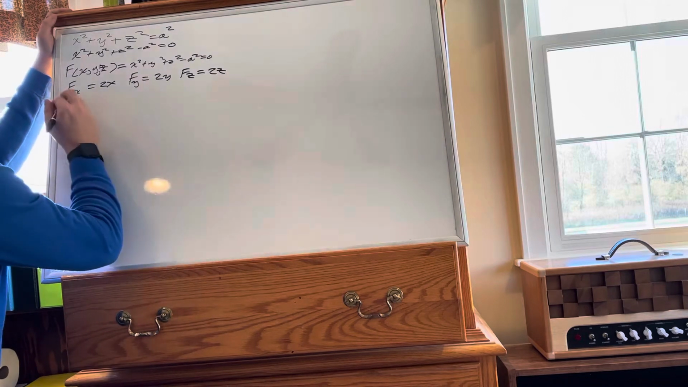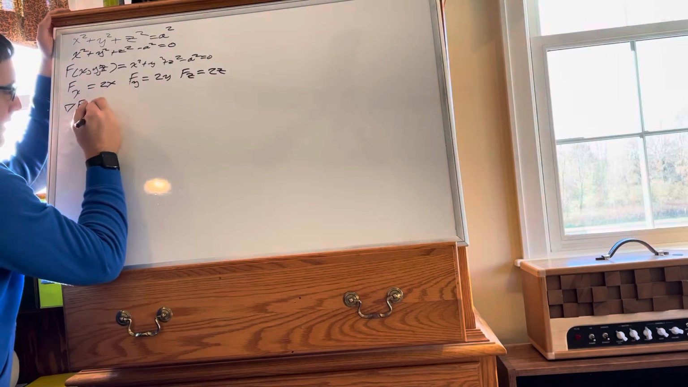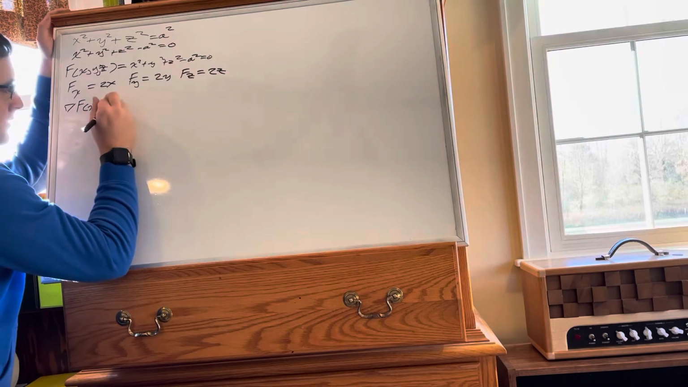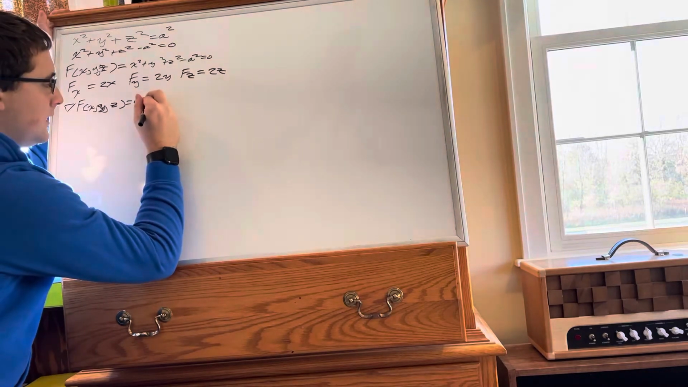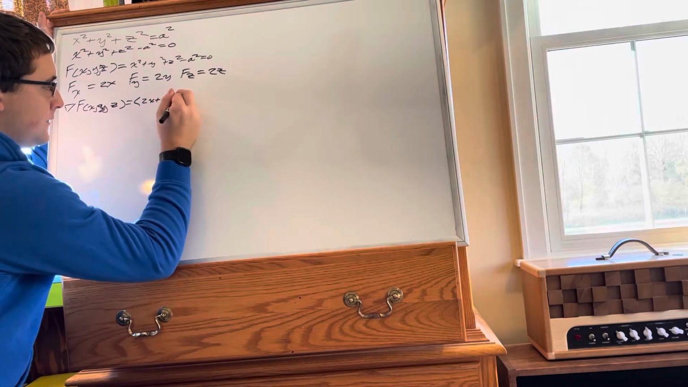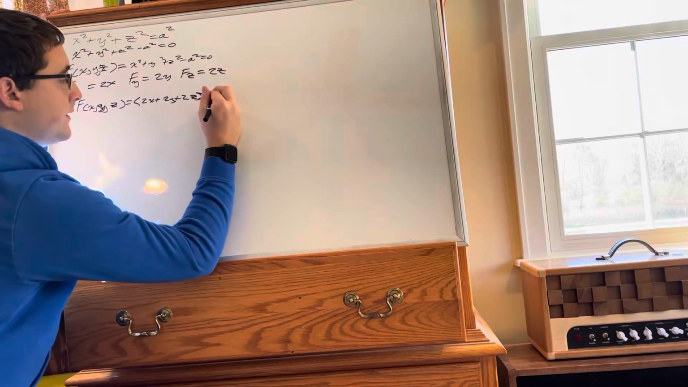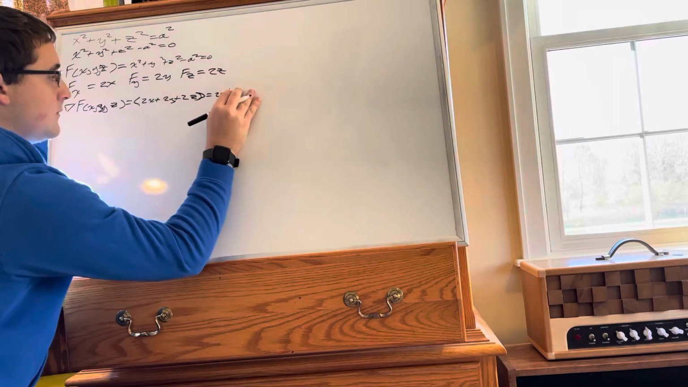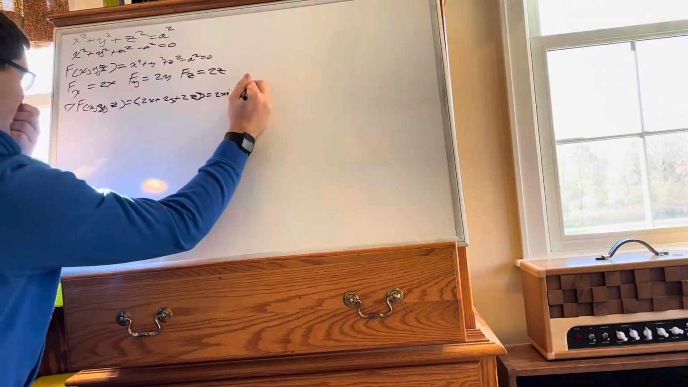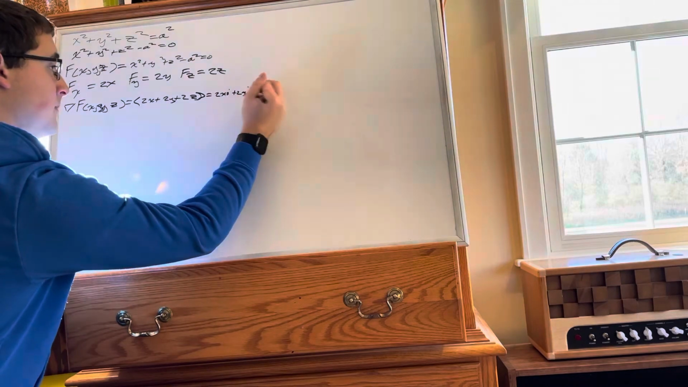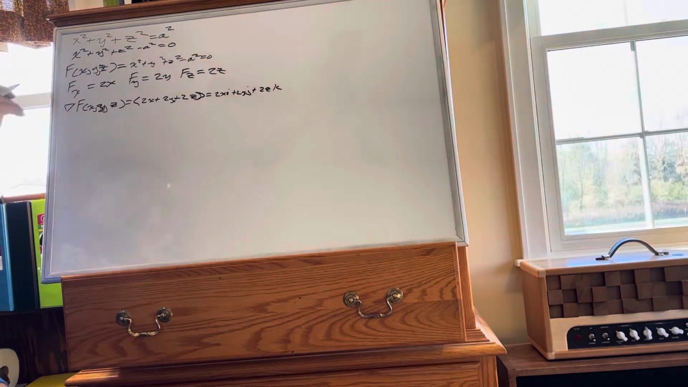So we have these functions. We're going to make our gradient vector of f of x, y, z. That's going to be 2x, 2y, 2z. Or if you really want to, we could put this as 2x i plus 2y j plus 2z k. So that's another way of writing our function.